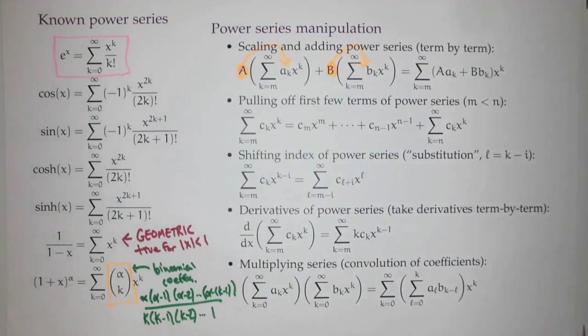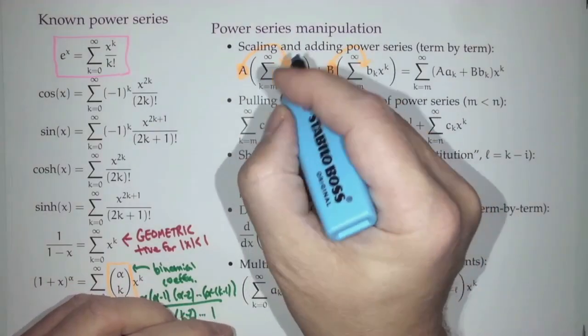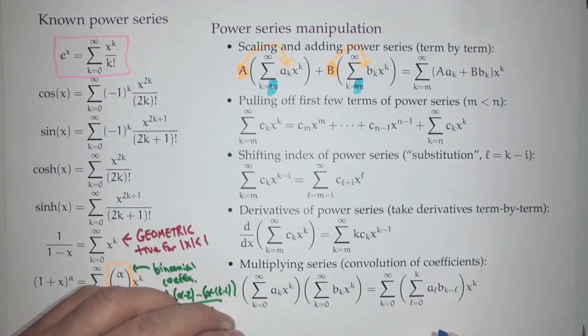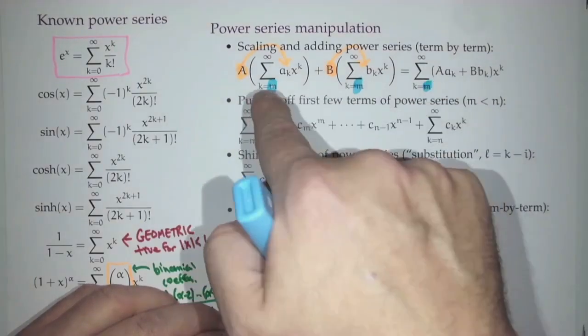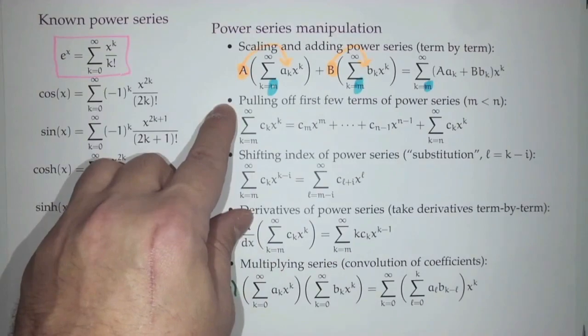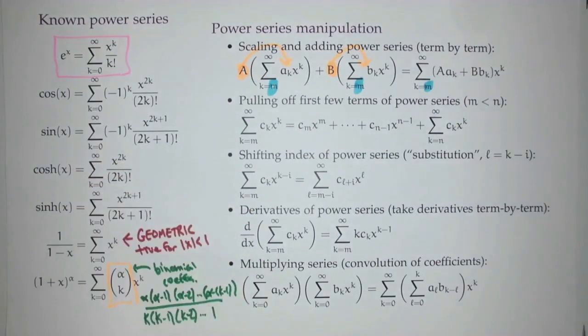Now there's a couple of things that you have to be a little bit aware of. And notice here, we both start at the same place. What if we didn't start at the same place? What can we do? Well, that's the second bullet point. If you want, you can always pull off some terms at the start.